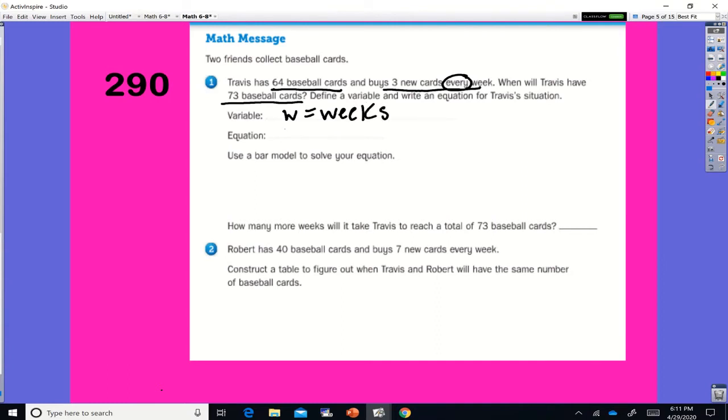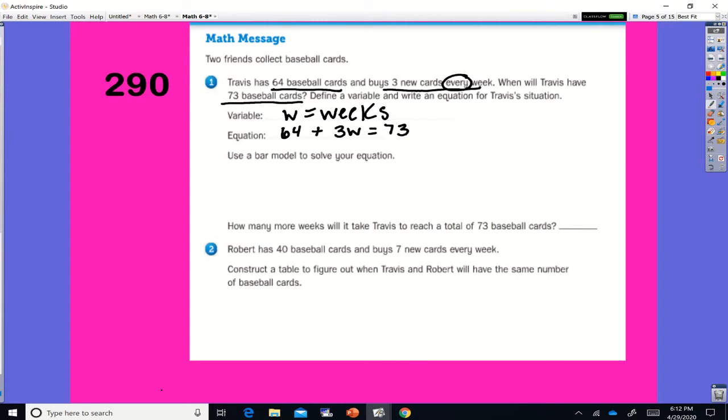Now to make my equation, I have 64 cards to start off with. Then I add 3 cards every week. So I'm going to add those 3 every week. If you think about it, 3 every week would be multiplying. So 64 plus 3 times W equals 73 cards.